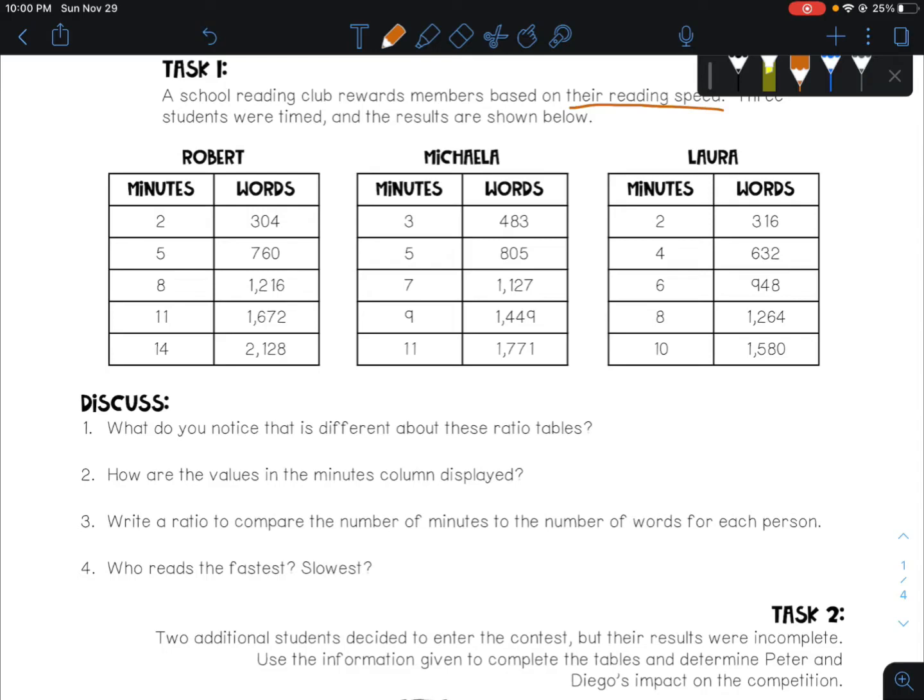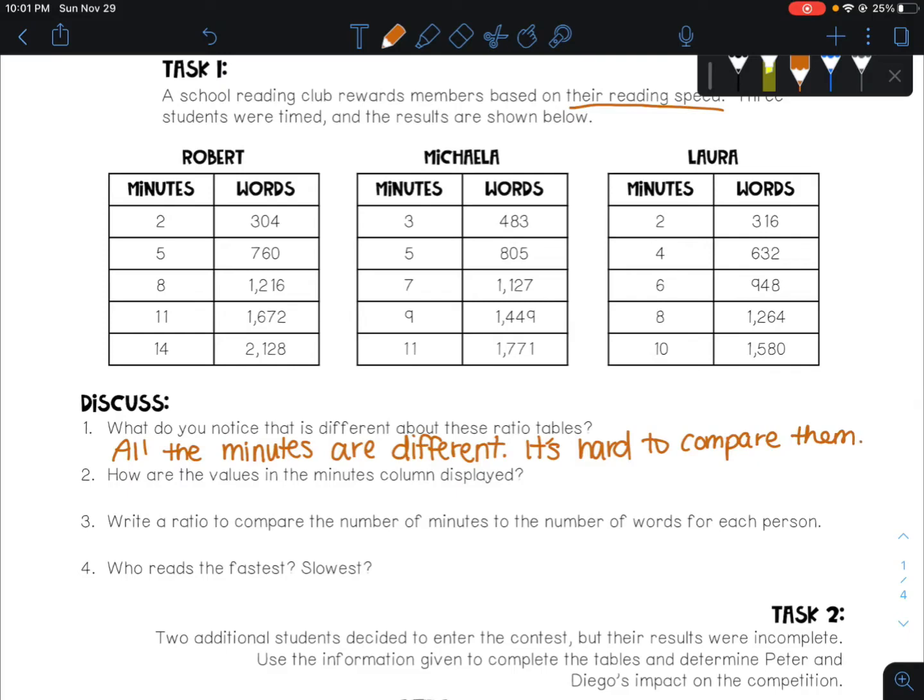Well, just looking at them, right away, the minutes column looks like it's all counting by and starting at different places, right? We have 2, 5, 8, 11, 3, 5, 7, 2, 4, 6. They're not matching, right? So we can say all the minutes are different, which really makes it kind of hard to compare these tables. So we're going to need to do something because it's hard to compare them.